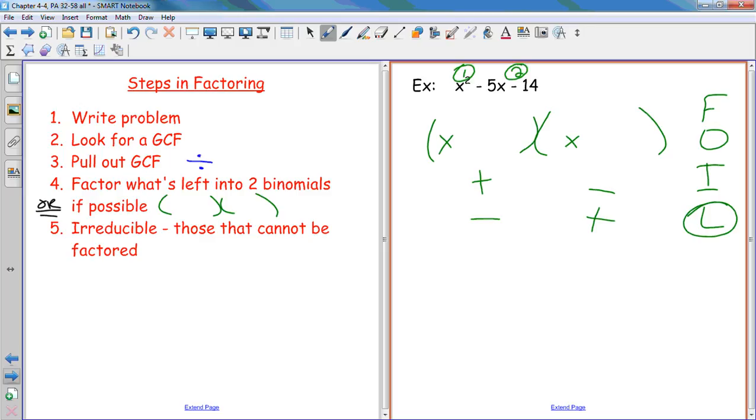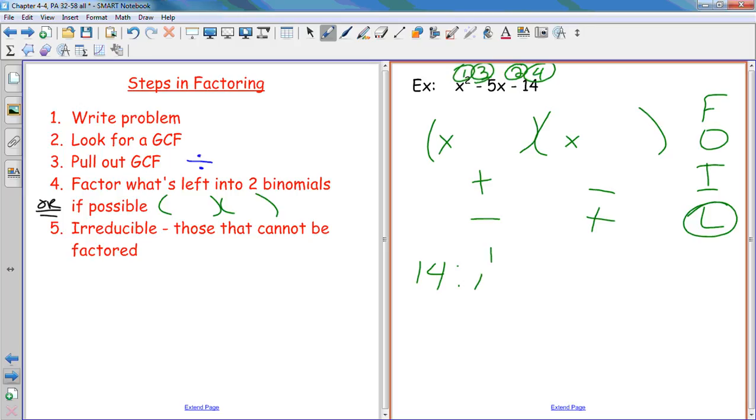Okay, how do I know what the numbers are that go inside there? The FOIL method backwards. Well, I look at step 3. That's the sign. The sign here tells me that the larger number has to be negative because it's a negative number. So whatever numbers go in here, the larger one is going to have to be negative. Okay? Step 4. Write your factors out of 14.